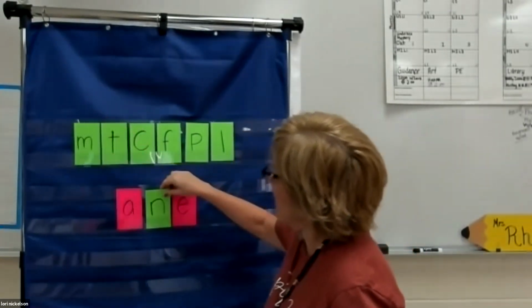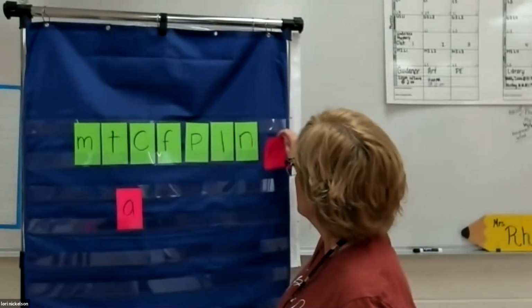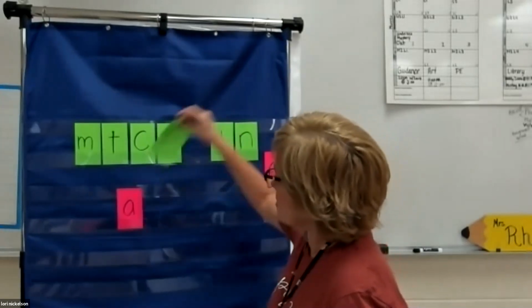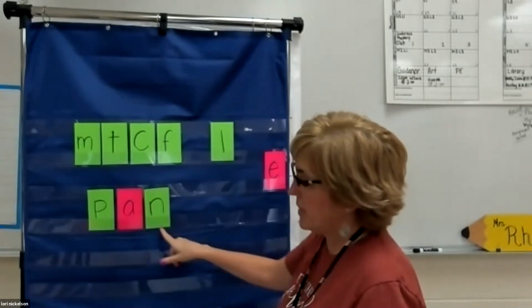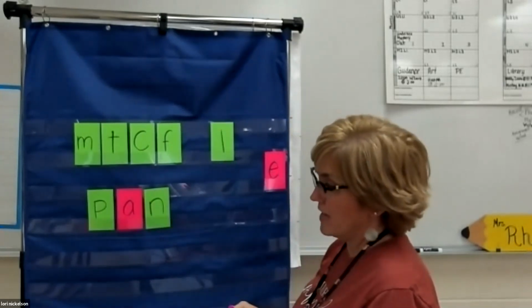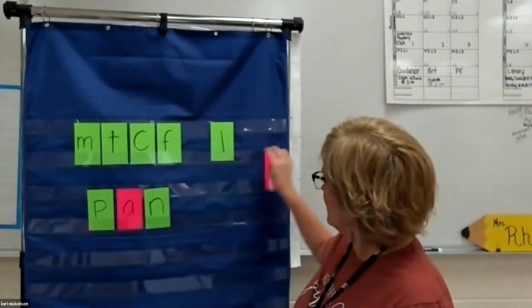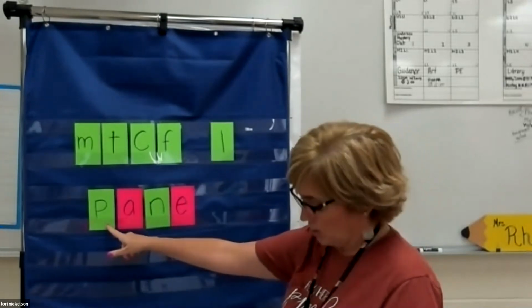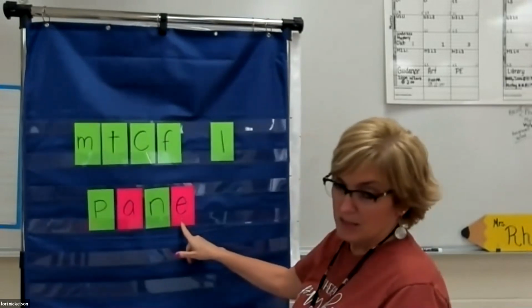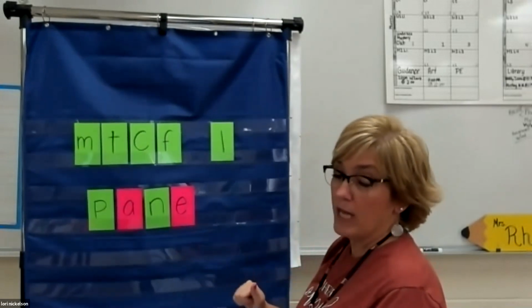Let's make the word pan. Pan. P-A-N, pan. Say the magic word, alakazam. That magic E appears. And now we have the word pane. Pane, like a window pane.